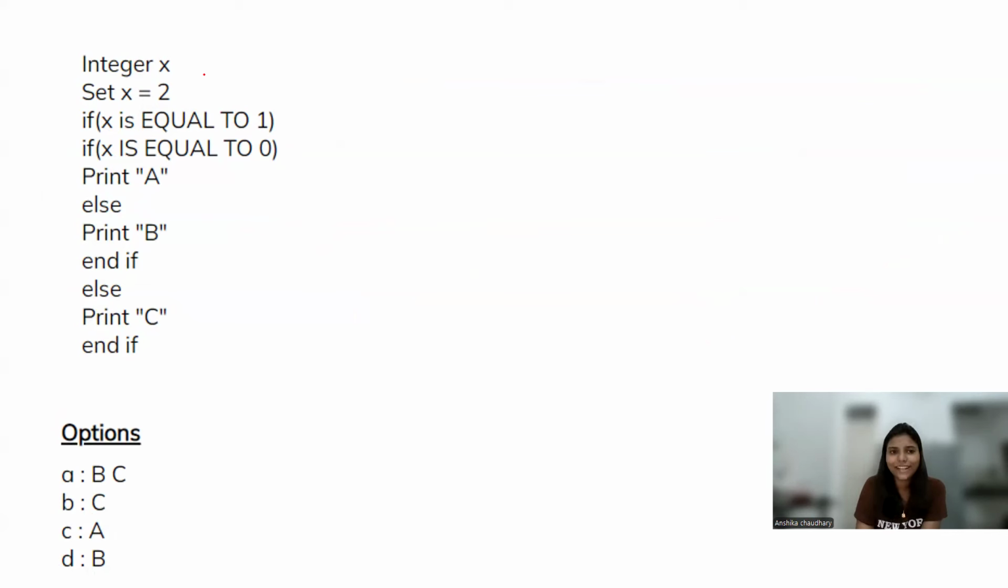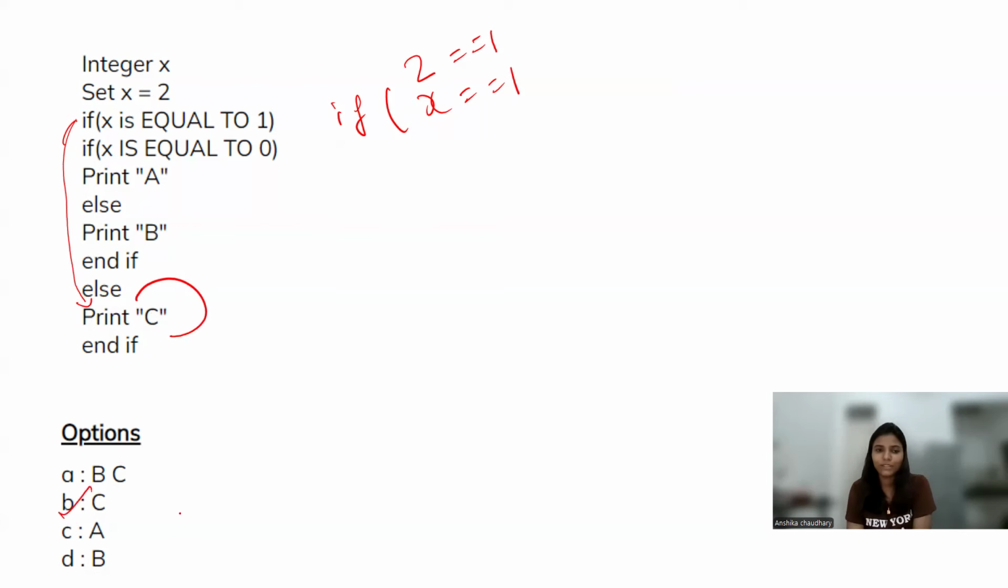Okay, so we have integer x and x contains 2. Now we have to check the condition if x equals 1. So x is 2 only, so the condition will be false. So we will come out of this if part. Right, because this is not true, we will directly jump to the last else statement. So C will be printed only. Option number B will be the answer.